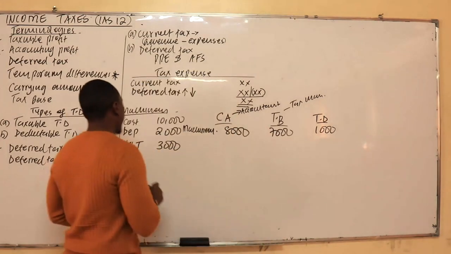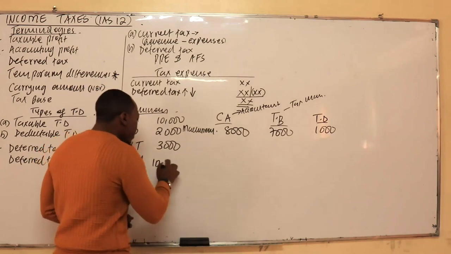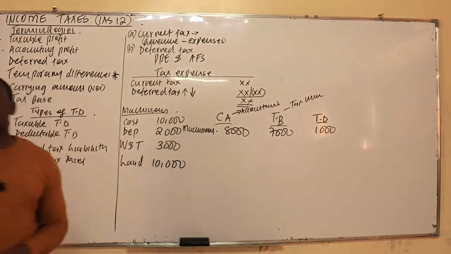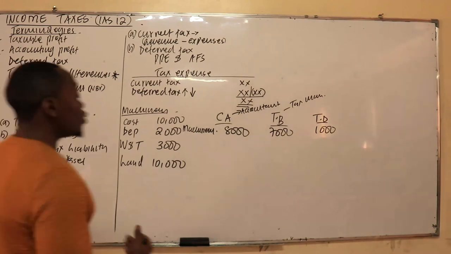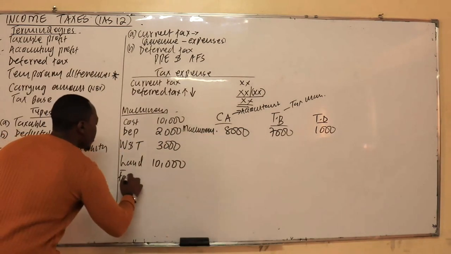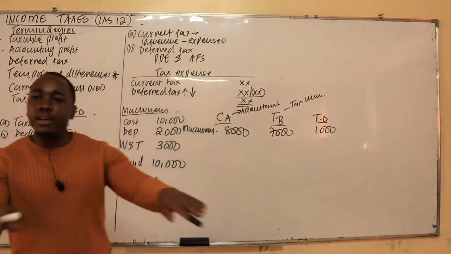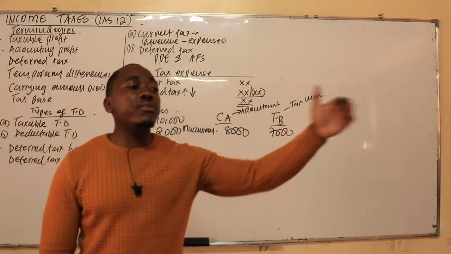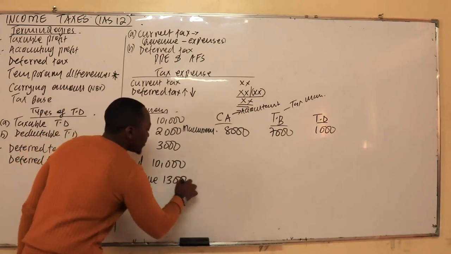Now let's take another scenario. The company bought land worth 10 million at the beginning of the financial year. So now you are the accountant presenting the financial statement at the end of the year. But at the end of the year, remember that land does appreciate in value. So assume now the fair value. What is fair value? Fair value is the current market value, the market value at the end of the year, the reporting date. Now assume it's an amount of 13 million.